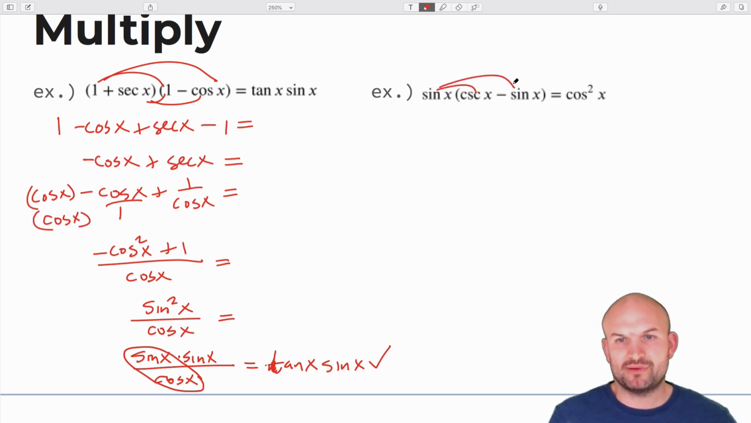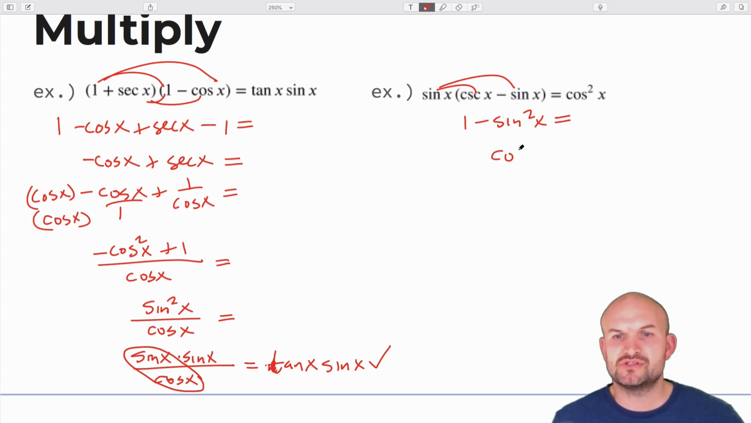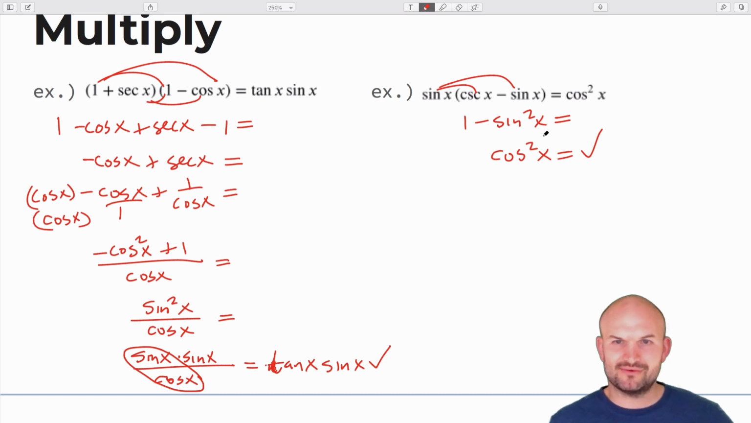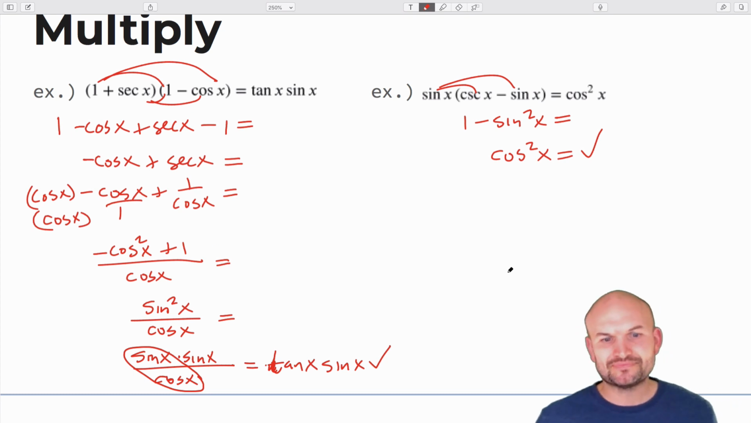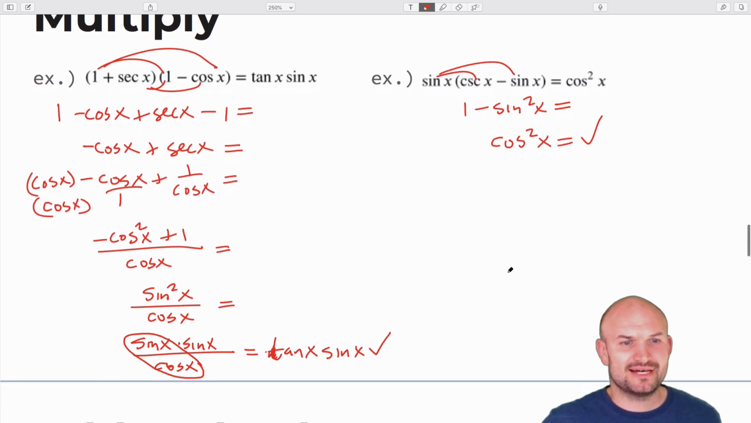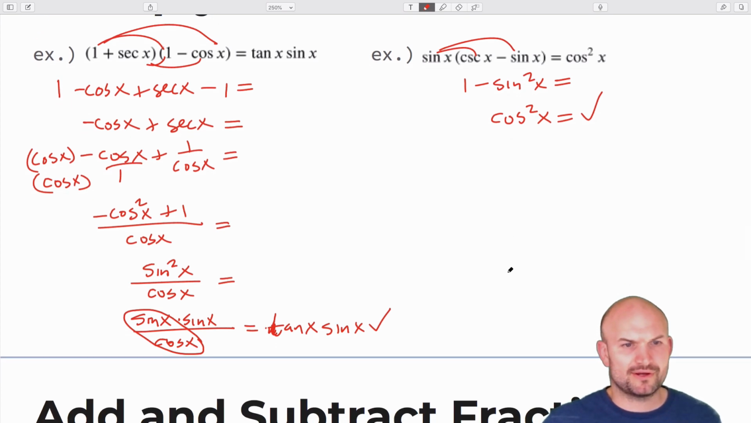So let's go and multiply here. By multiplying, I get sine of x times cosecant of x. Those are reciprocals, so that's 1, minus sine squared of x. Okay, well, this one's kind of basic. 1 minus sine squared of x, using the Pythagorean identity, is cosine squared of x. Wow, why was that one so easy and that one so hard? I'm not sure, but I made it work.